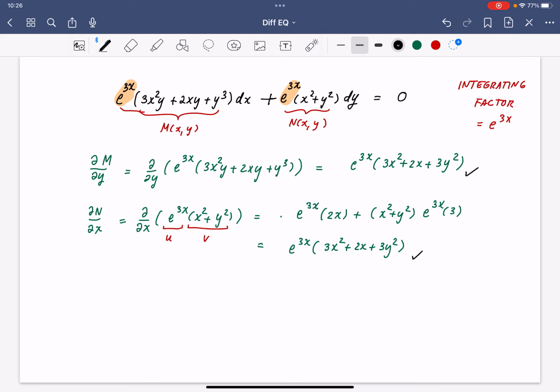Does it make sense? The term that you add here, e to the 3x, is a magic term that you added into the equation, and then you differentiate. Now you get the same term here. So now the differential equation is exact.